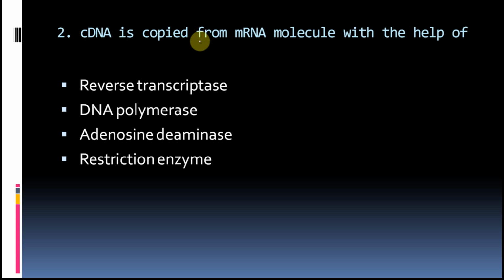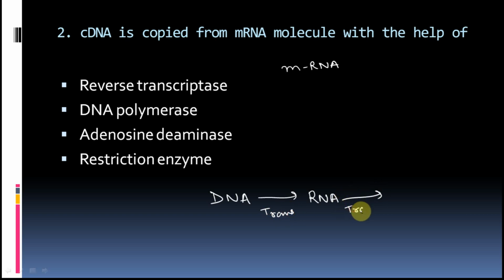Question number 2 is: cDNA is copied from the mRNA molecule with the help of? So cDNA, if you remember, is copied from the mRNA. The normal central dogma says that from DNA an RNA copy is made by a process known as transcription, right? Then from an RNA, by a process known as translation, what does it form? Yes, protein, right? So this is the normal central dogma, which says that always the information flows from DNA to RNA to protein.